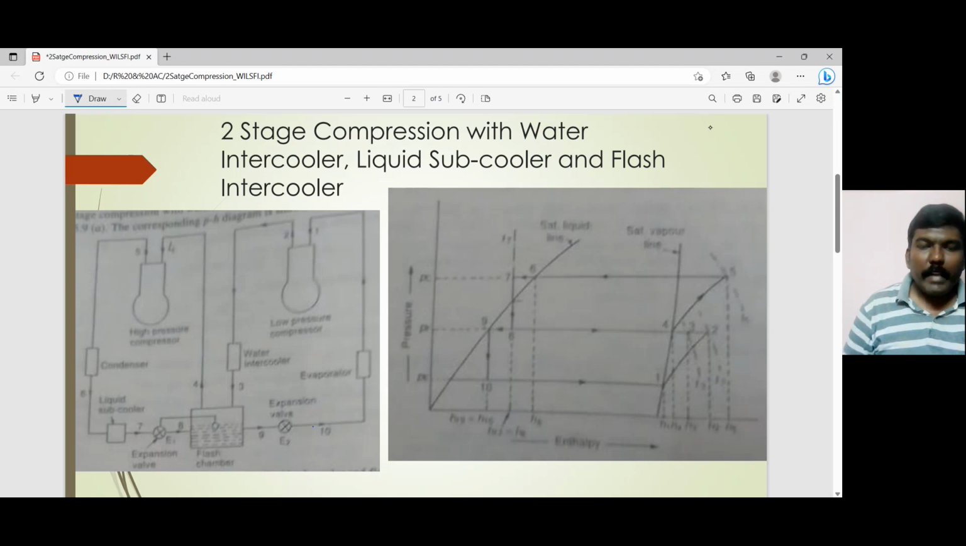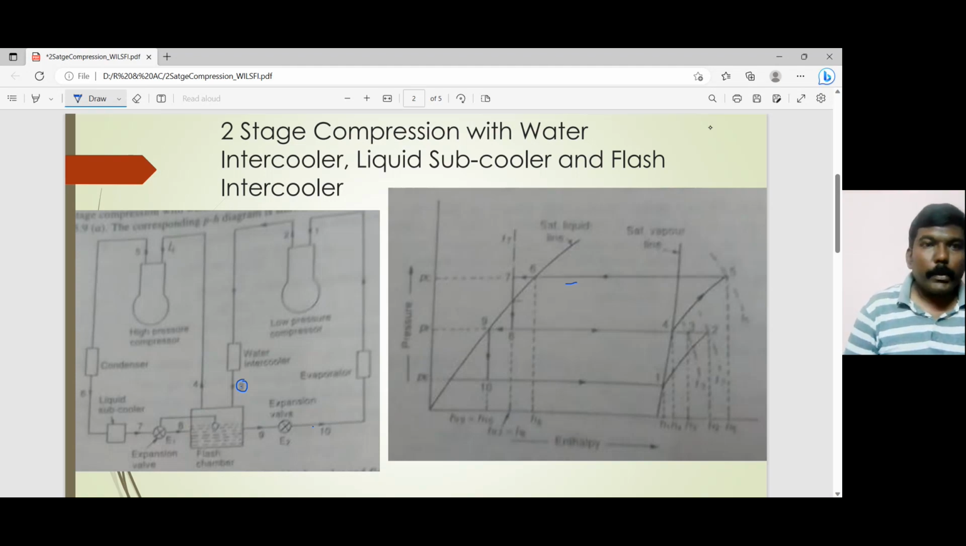Okay. So now what we have here is the evaporator. After the evaporator, the refrigerant enters into the low pressure compressor. In the low pressure compressor, it is compressed to state point number 2. And the refrigerant goes to the water intercooler where it is desuperheated. So this is point number 3 where it is desuperheated, but not to the dry saturated state, as we have mentioned previously also.